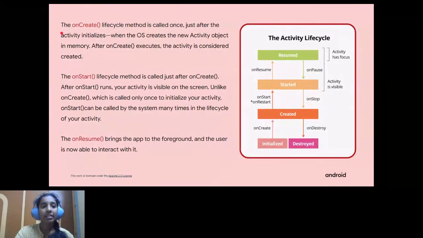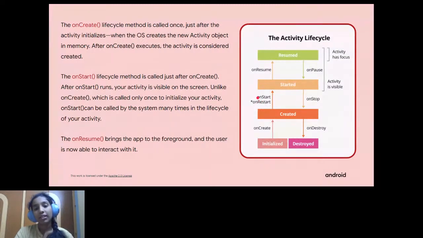So what does an onCreate method do? The onCreate lifecycle method is called once. That means when the app is initialized, it will be called, and when the OS creates a new activity object in memory. After onCreate executes, the activity is considered created. So once we initialize the app and the onCreate method is implemented, then we move to the created state. From this created state, how can we move to another state? There are two functions here, onStart and onRestart.